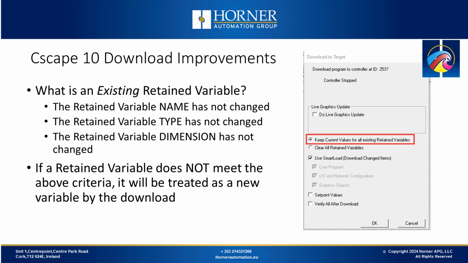Before we look at the next download improvement for Cscape 10, we will define what we mean by existing retained variables. A variable is only considered existing if its name, type, and dimension have not changed. So if you change the name of a variable, or for example, change the type from integer to double integer, or change the dimension of an array type variable from 16 to 32, it is now considered a new variable. Once again, all new variables are initialized on their first stop-to-run transition.